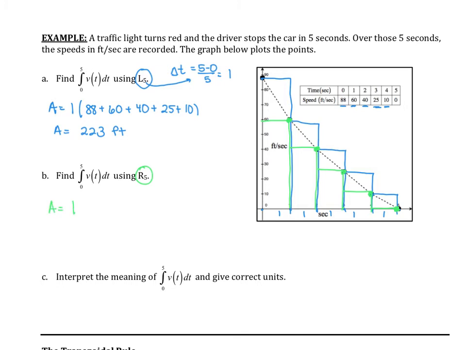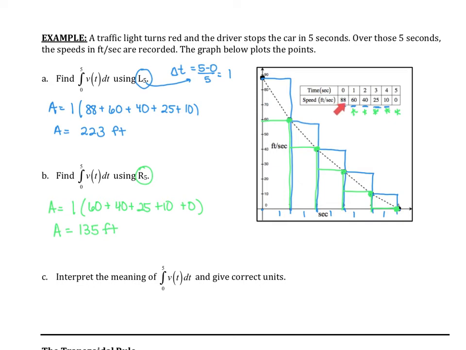The width of each of those rectangles is still 1, so I'm going to pull that out. And notice this time my first rectangle has a height of 60. And then my next one has a height of 40. And then my next one has a height of 25. And my next one has a height of 10. And my last one has a height of 0. Yes, I probably don't need to write 0, but I'm going to write it anyway. And so when I sum all of these together, and this is going to be an under approximation, I get 135 feet.